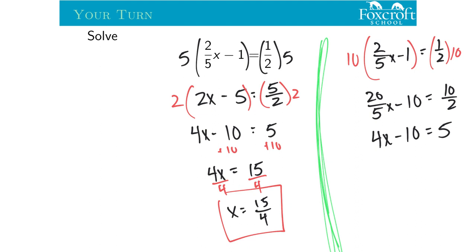All right, so here's kind of 2 different ways that you could solve this one. So if we want to get rid of the fractions one at a time, multiply by 5 first, then 2. All right, and just again, make sure you're multiplying everything by that number, not just the fraction. I get 4x minus 10 equals 5.